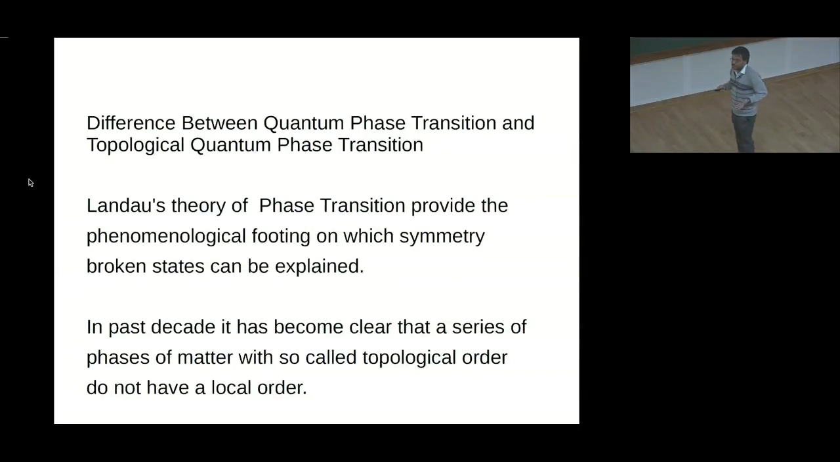We know the phase transition, or the quantum phase transition. Landau's theory of phase transition provides the theoretical footing on which the symmetry-broken states can be explained. But in the past, at least 2.5 decades or nearly two decades, it became clear that a series of matter with so-called topological order do not have a local order.